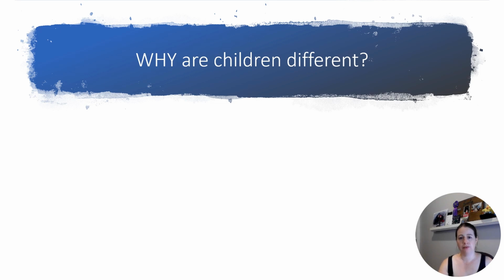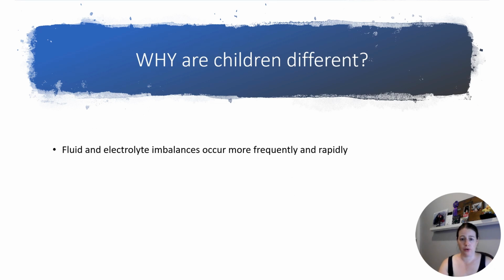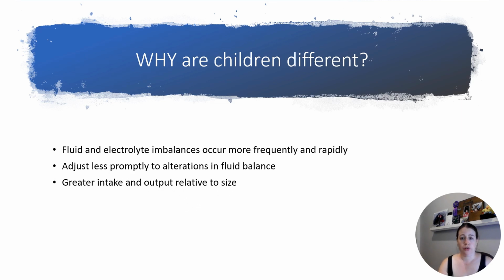Now, we've established that fluid and electrolyte balance is important, but how do infants and children differ from adults? Well, some issues that you are going to encounter are that fluid and electrolyte imbalances are occurring more often and more quickly. Children don't adjust as fast to these alterations in fluid balance because their kidneys are immature and they're not as efficient. They also require greater fluid intake and output relative to their size.